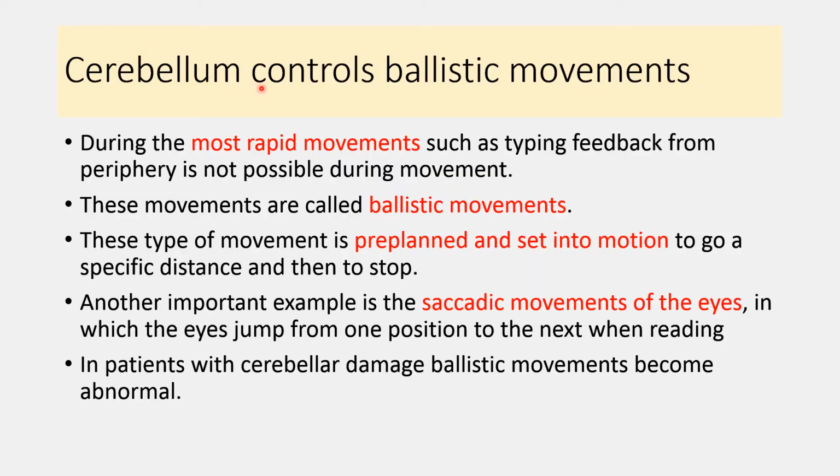Cerebellum controls ballistic movements. During the most rapid movements in the body, like typing, the typical feedback from the periphery is not possible during the movement. So this type of rapid movement is known as ballistic movement. In this type of movement, they are pre-planned and set into motion to go for a specific distance and then stop.